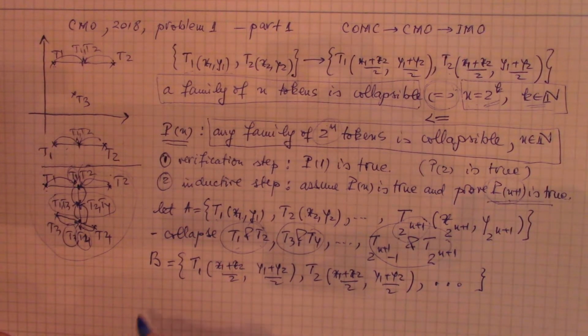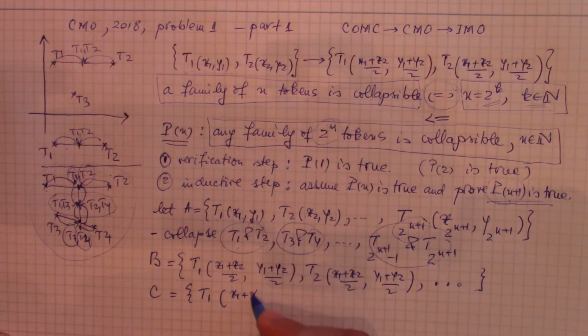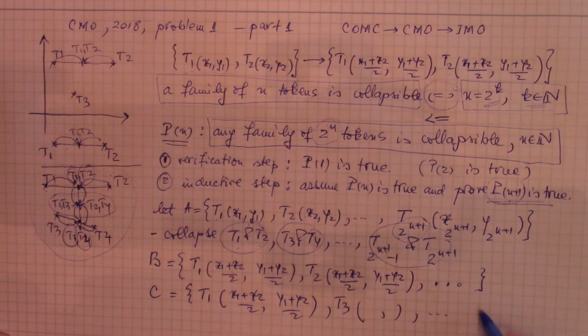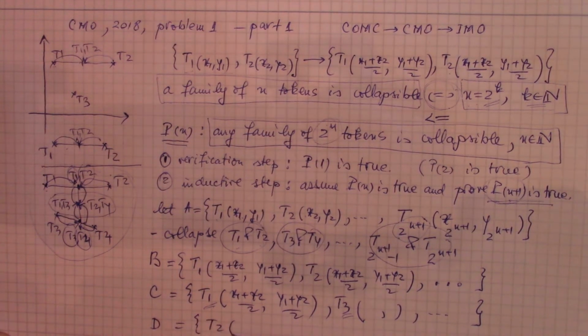Now how about we look at two more families. Let's say C is T1 with coordinates x1 plus x2 over 2 and y1 plus y2 over 2, and then T3 with its own coordinates, and so on and so forth. So we take only the tokens with odd index. And D is the family T2 with its own coordinates, T4 with its own coordinates, and so on and so forth. What do we notice about these two families? Because we took only the tokens with the odd index, C is a family of 2 to the power of n tokens, and the same is true for D.